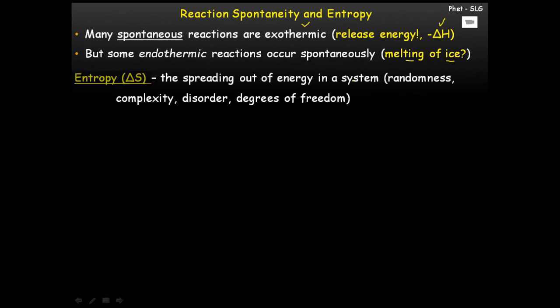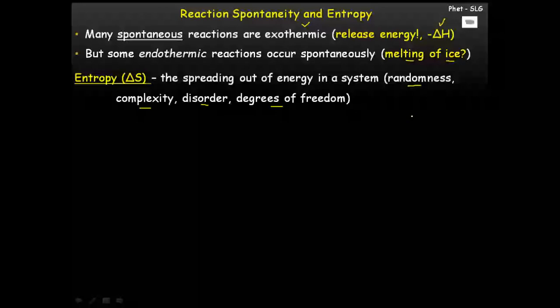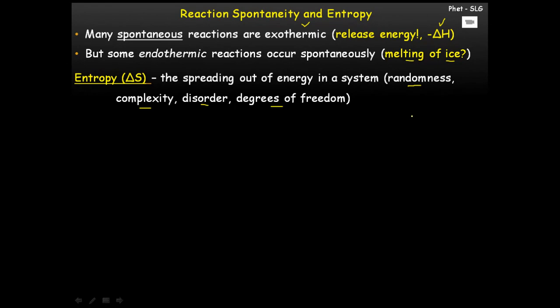What happens when ice melts is something that takes place where the particles actually spread out. Okay, and the spreading out of energy or the spreading out of particles to a higher energy state is called entropy. It's one of the ways we can define the word entropy. So entropy is typically defined this way. All right, it's the spreading out of energy in the system. It's the randomness of particles. It's the complexity of a system. It's a disorder. It's how many degrees of freedom. How many different ways can you organize a system? If you can organize things in a variety of ways, then that is something that has a lot of entropy to it. And the historical symbol for this was delta S.